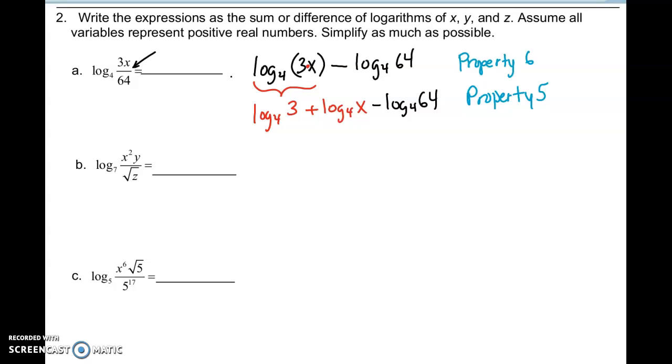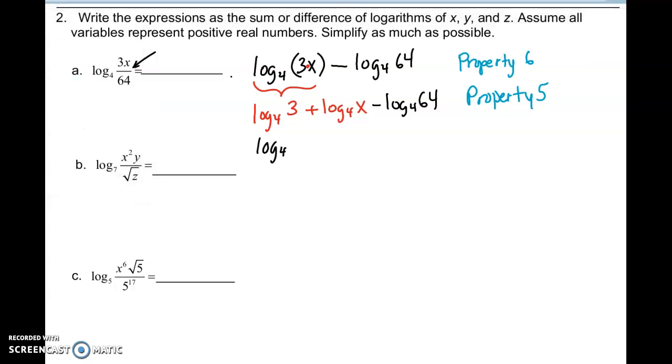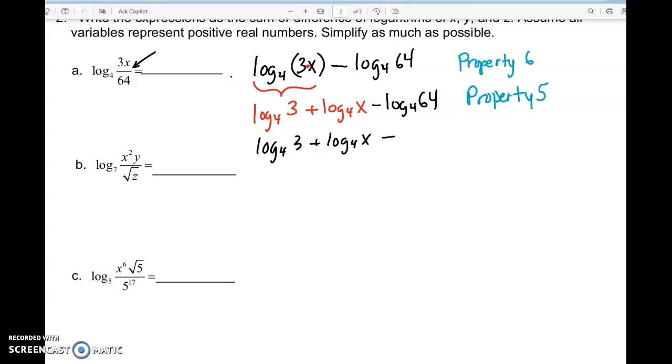Now, is this the furthest I can simplify? This one here, we have numbers. So when you have numbers in it, you should take a look at it and see if you could rewrite it. 4 to some answer equals 3. I don't really have the base of 4 raised to an answer equals 3. I can't really simplify that. So that one's going to remain. The log base 4 of x, I can't simplify that further. This one here, though, I possibly could.